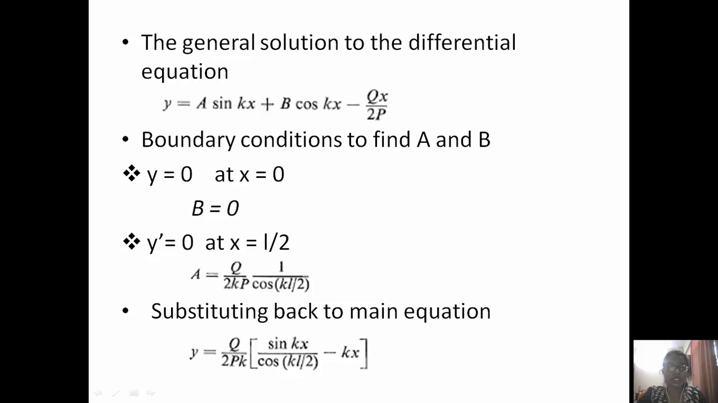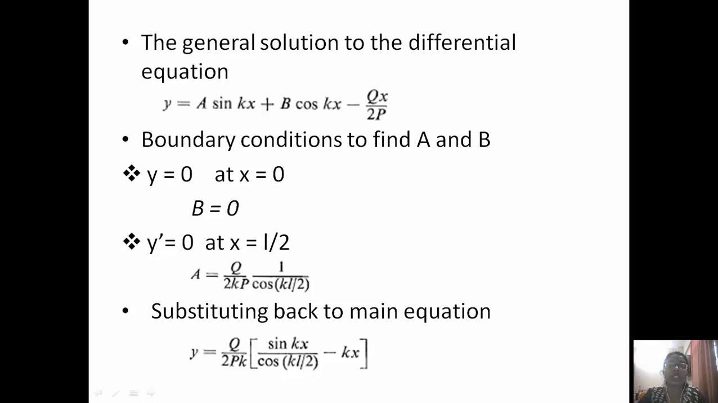The above differential equation can be solved, and the general solution can be obtained as y is equal to A sin kx plus B cos kx minus Qx by 2P. Minus Qx by 2P, that is the last term, is the solution for the particular part which is there in the right hand side of the differential equation.